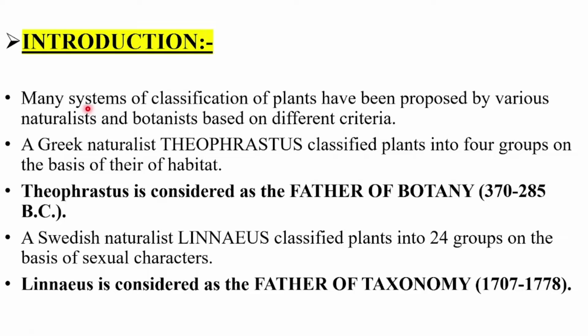So many systems of classification of plants have been proposed by various naturalists and botanists based on different criteria. A Greek naturalist, Theophrastus, classified plants into 4 groups on the basis of their habitat, and Theophrastus is considered the father of botany. A Swedish naturalist, Linnaeus, classified plants into 24 groups on the basis of sexual characters. Linnaeus is considered the father of taxonomy.